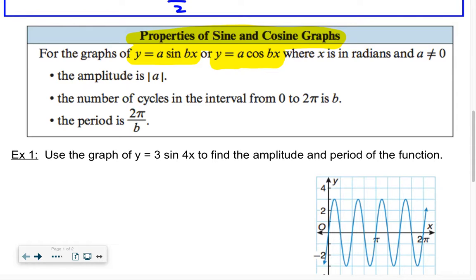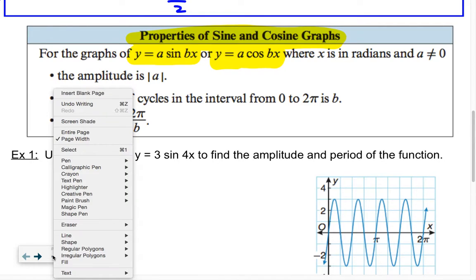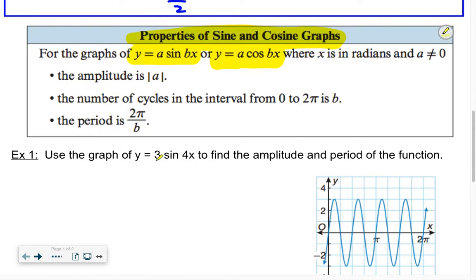If we take a peek at example number 1, what would your a value be here? It would be 3, and what would your b value be? 4. We will use those here in a little bit. First thing we can use them to find is the amplitude. Amplitude is the overall height of your wave. You know, is this a really tall wave, or is it a very compressed wave? That's the overall height of it, amplitude. It's simply the absolute value of a.